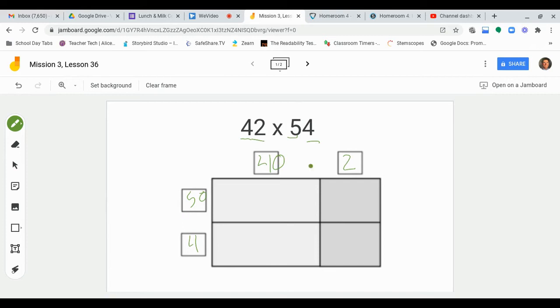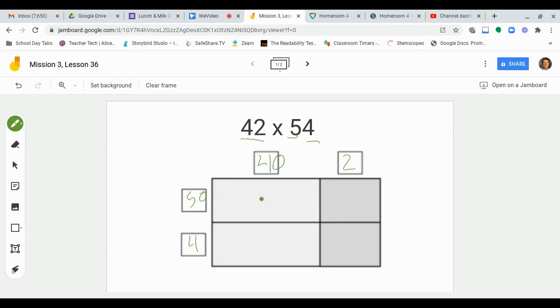Now, does it matter which order you put them in? If you'd put the 2 there and the 40 there, that's still going to work. Or if you put the 4 there and the 50 there, it's still going to work as long as you follow these next rules. So all you're going to do now to solve this is I'm going to say 50 times 40, write the answer here, and then 50 times 2, write the answer here. And then I go to the second row and I do 4 times 40, write the answer here, 4 times 2, write the answer here. And then I'll just add them up.